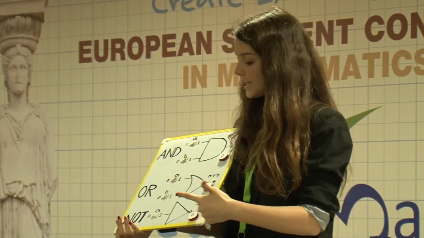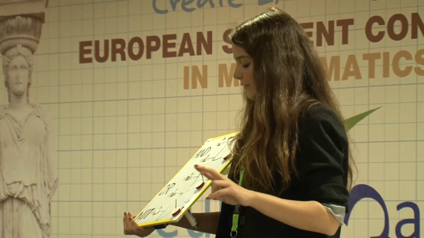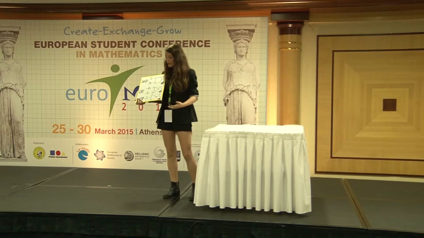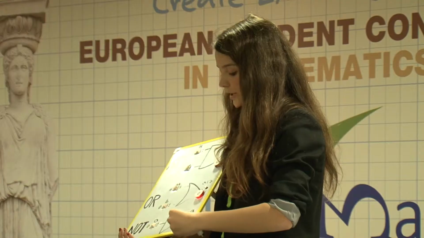First we have the NOT gate. The NOT gate is capable of inverting the input. When the input is 1, the output is 0. When the input is 0, the output is 1.